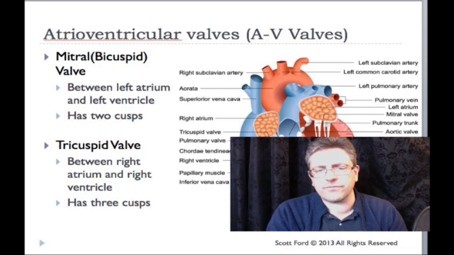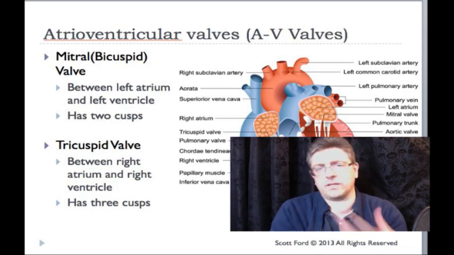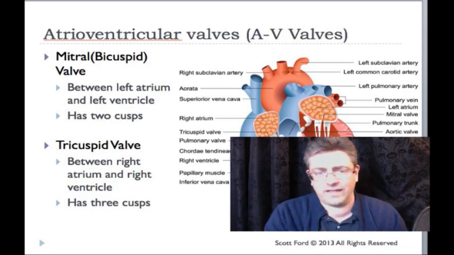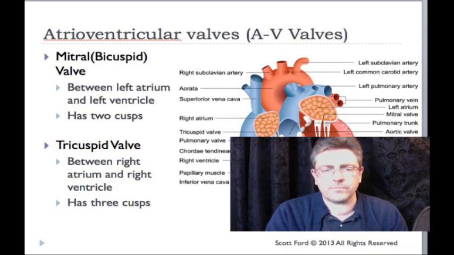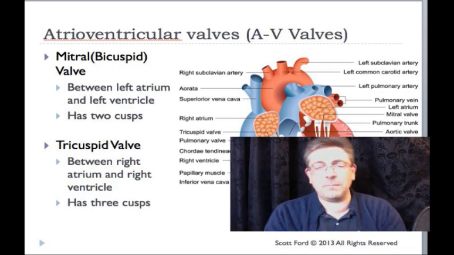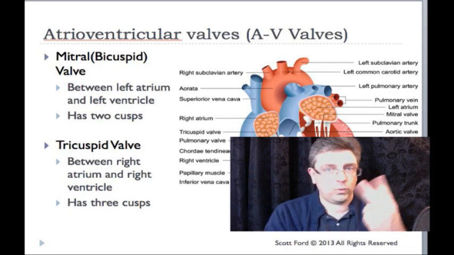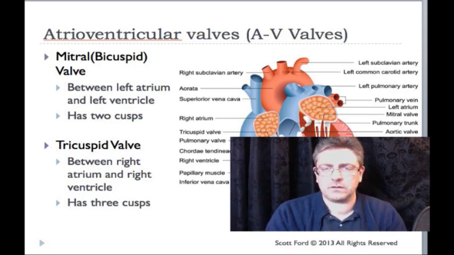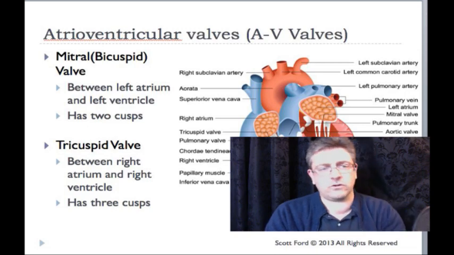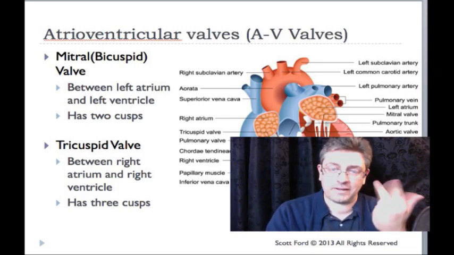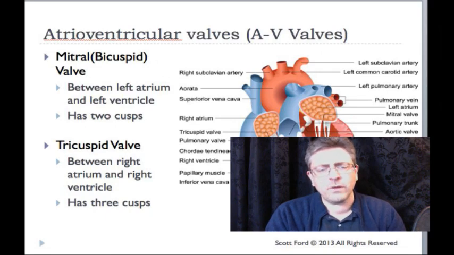Taking a look first at the AV valves, the atrioventricular valves, we just call them AV valves. We have two types. We have the mitral or bicuspid. Bi means two, so guess how many flaps, how many cusps? Bicuspid. Okay, 2. And then we have the tricuspid. Tri means 3. Tricycle, triceratops, 3. So guess how many cusps it has? 3.